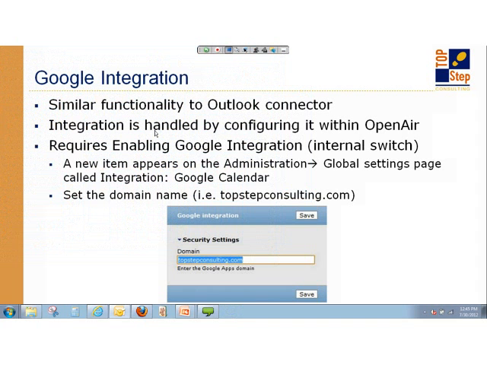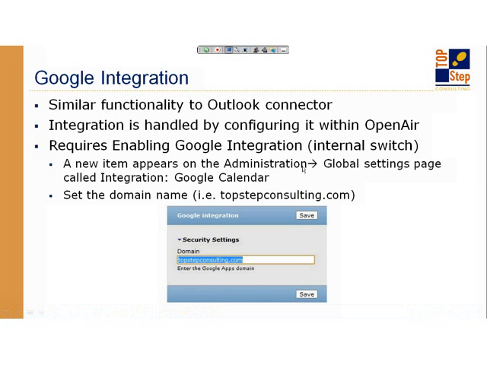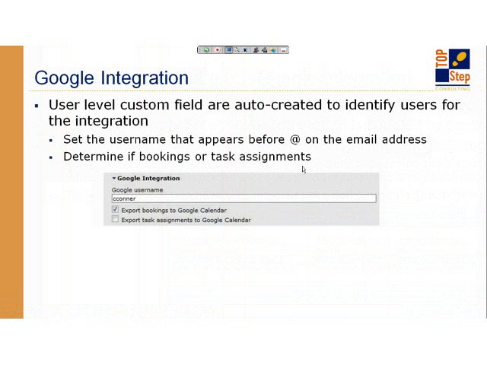Now to enable this, you have to have OpenAir turn on the Google integration switch, and under the Administration Global Settings page, you'll see an Integration Google Calendar option. When you click that option, you get to set the domain name of what your app group is. Like ours is Top Step Consulting. And then each person, you identify on the person level the Google username so that it knows how to log into that or access that account within the domain. From there, you identify whether you're exporting bookings or task assignments, very similar to the Outlook calendar.